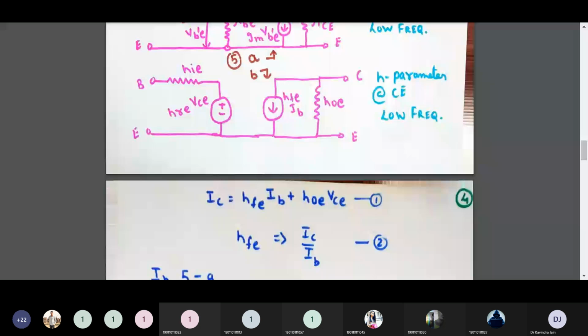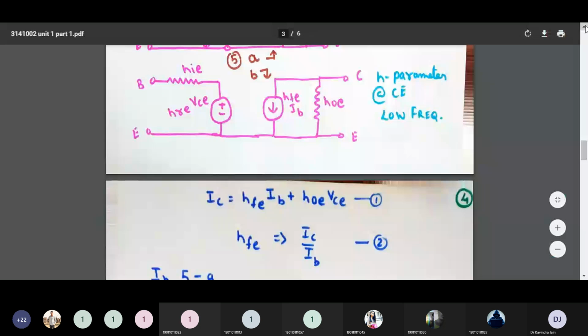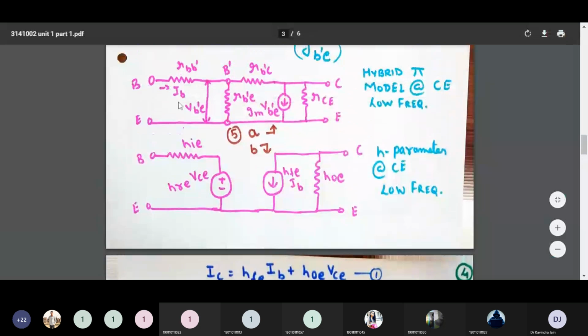So now I go back to figure number 5A. According to figure number 5A, IB is flowing into RB dash E. I repeat, IB is flowing into RB dash E. This is flowing like this. Yes or no? Yes, sir. So what is VB dash E? What is the formula for VB dash E, if IB is flowing like this?